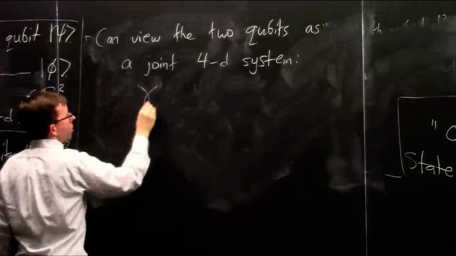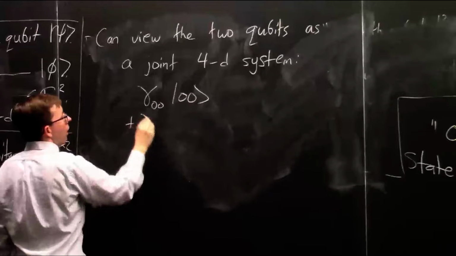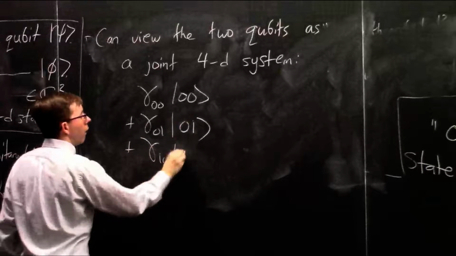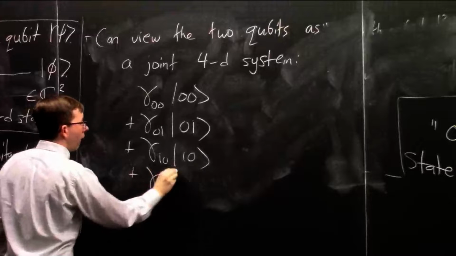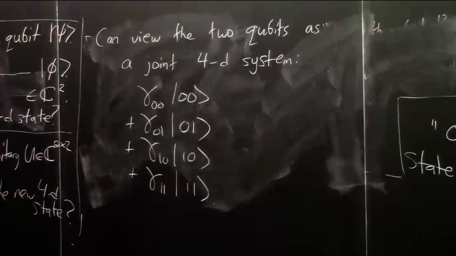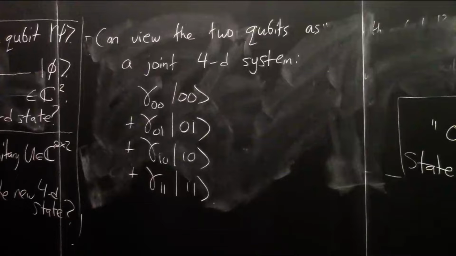OK, and it'll have some 4 amplitudes, which I'll call gamma. So gamma 0,0 on 0,0, and so on. So you can view the two qubits as a joint system with 4 dimensions. And if you're going to start analyzing them, going through shared interactions, then you must view them in this way in order to get the correct analysis.